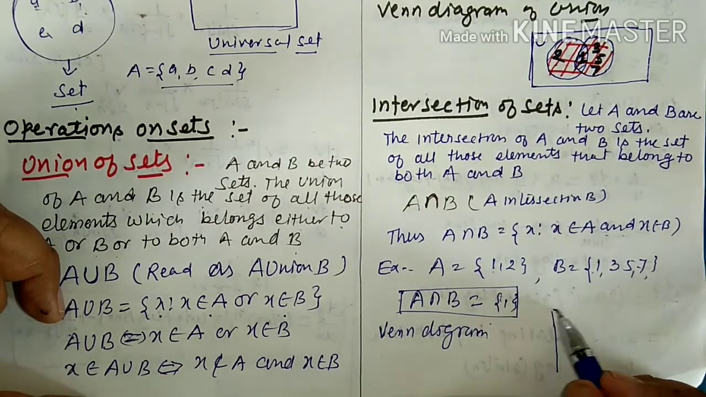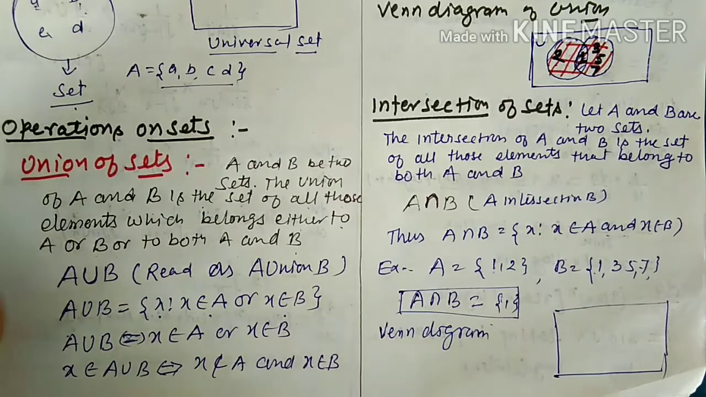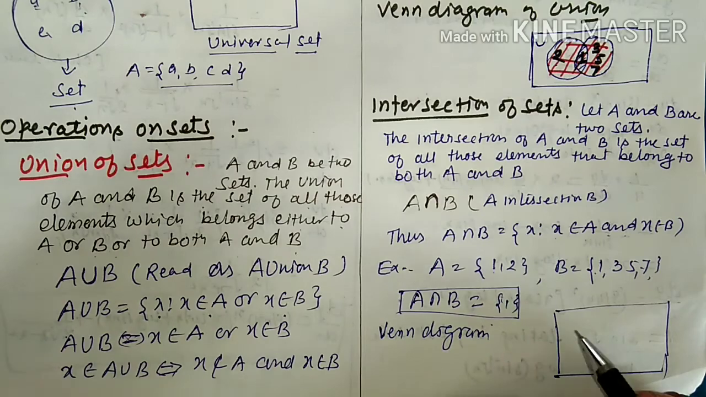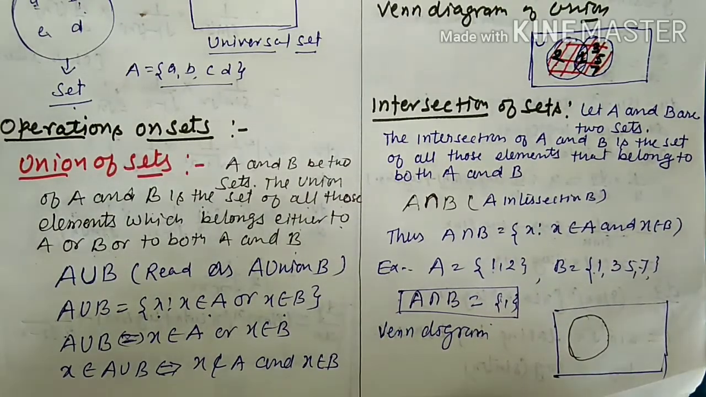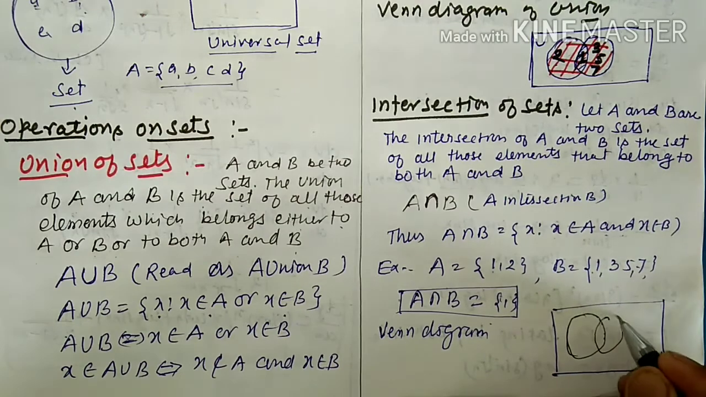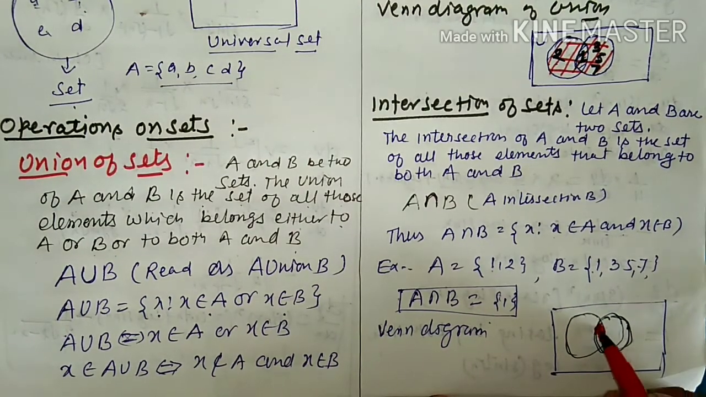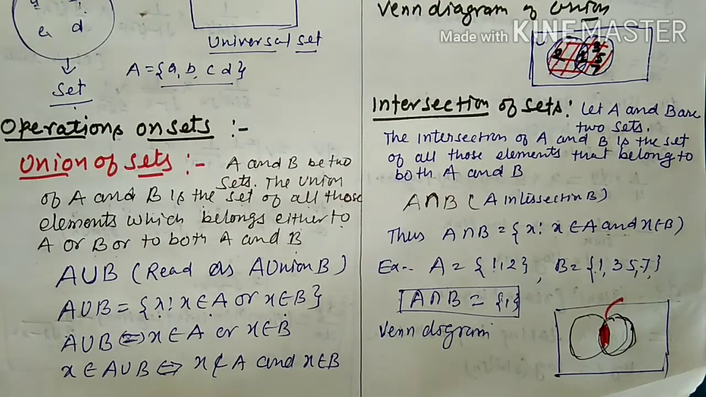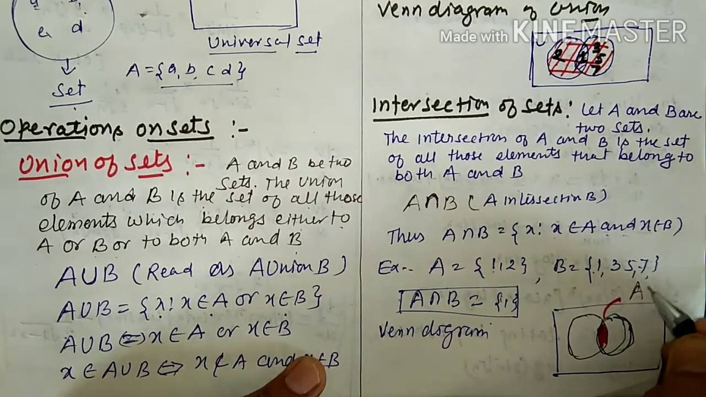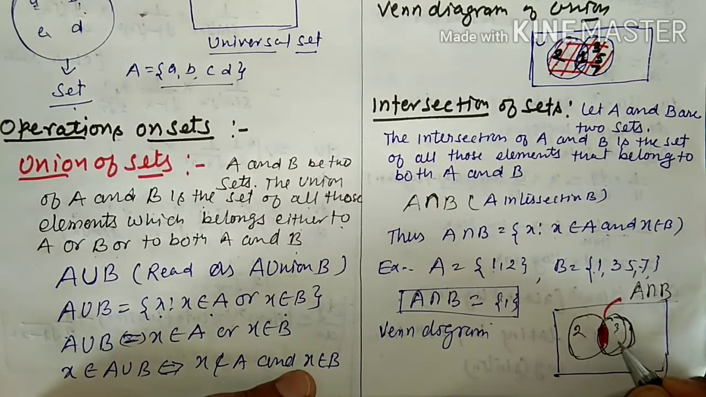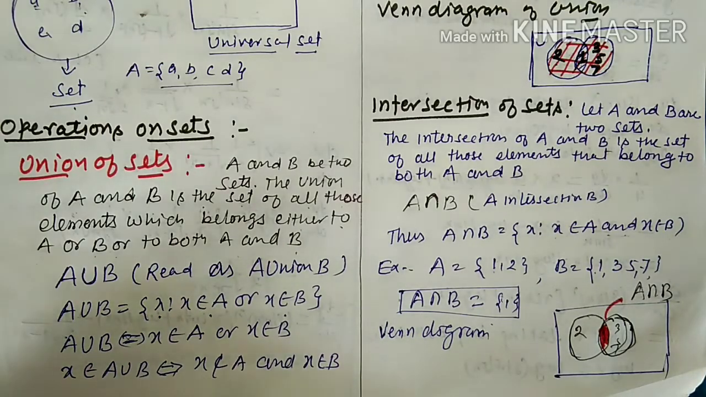So again, universal set. Clear? And the common region can be denoted as, first of all, this set A, this is set B. Clear, and the common region is called A intersection B. Clear. So we have 2, 1, 3, 5, 7, so the common region is 1, so that is our answer.